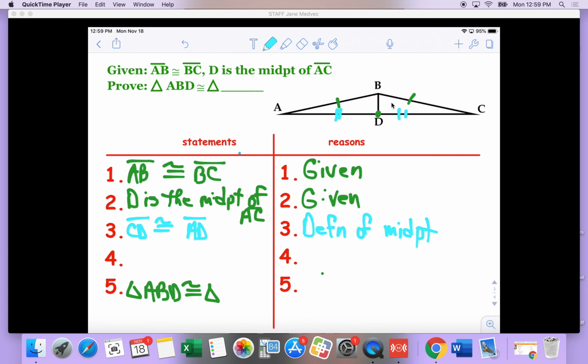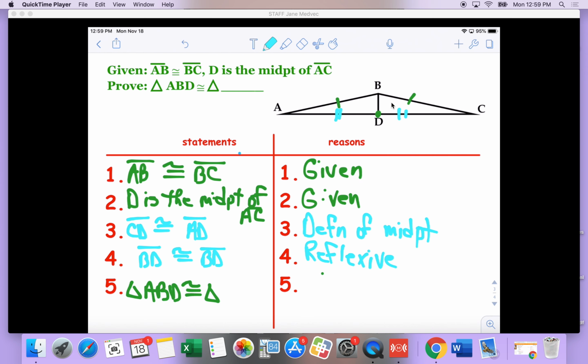Okay, now I need that third side for side, side, side. So what am I going to do with that? BD is congruent to BD. Reason? Reflexive. Now, in your book for the answers, it'll say something like reflexive property of congruence. Just put reflexive. That's fine for me.